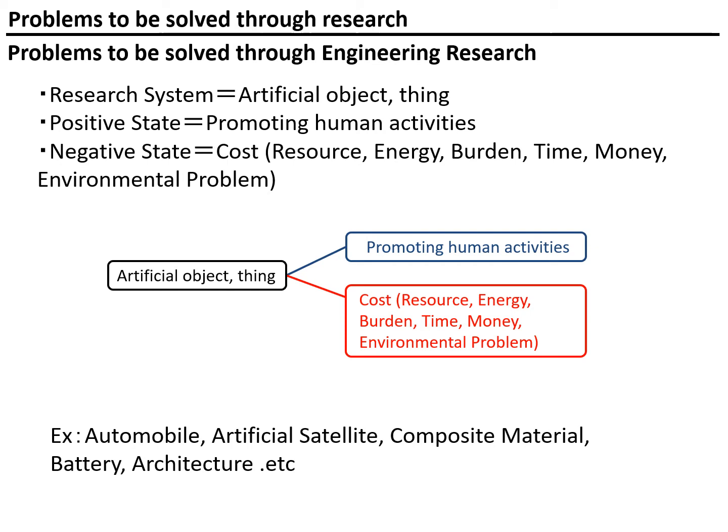Then, probably to be solved through engineering research. As I mentioned, in this case, research system is an artificial object or thing, and the positive state should be promoting human activities. The artificial object and things could be rephrased as tools for human beings. So why the tool exists is to promote human activities. Negative state is cost. It's clear. So, for example, the cost includes resource, energy, burden, time, money, environmental problem. Examples of artificial objects and things are automobiles, artificial satellites, composite material, battery, architecture, and others. So if you think about what your colleagues are doing, probably many of them are working on artificial objects and things as their research system of interest.